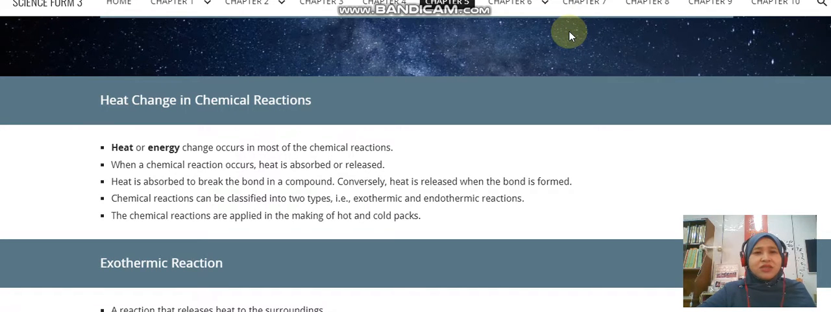Heat or energy change occurs in most of the chemical reactions. When a chemical reaction occurs, heat is absorbed or released. Heat is absorbed to break the bond in a compound. Conversely, heat is released when the bond is formed. Chemical reactions can be classified into two types: exothermic and endothermic reactions. The chemical reactions are applied in the making of hot and cool packs.